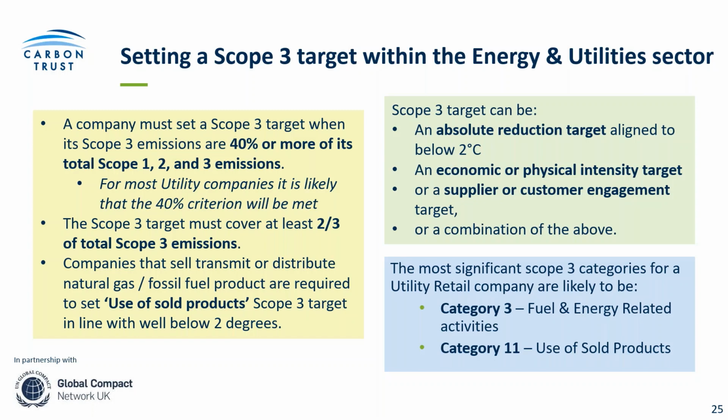And then again, summary information in terms of scope 3. You have a few options, as Paola's already mentioned. You can set an absolute reduction target aligned to well below 2 degrees, or you can look at an economic or physical intensity target, or you can look to cascade your targets into your supply chain, or an alternate approach or a combination of the above. So that's just an overview, a bit more detail around setting targets within the sector.